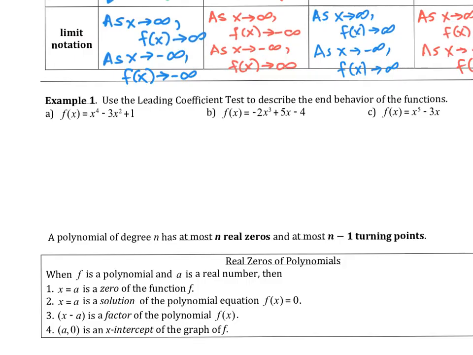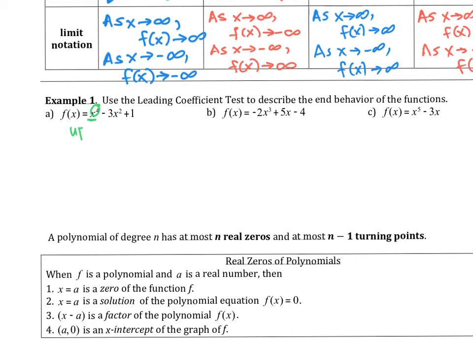Okay, for example 1, we're going to use the leading coefficient test to describe the end behavior of the functions. And there's more than one way to describe the behavior. But for the leading coefficient test, I want to look at the leading term or the highest degree term. So x to the fourth is the highest degree term in the polynomial. The degree is 4. So this is an even degree function. The coefficient is technically 1, so it's positive. So I'm thinking of positive x to the fourth. Since it's even, it's going to go up on both sides, just like x to the second.